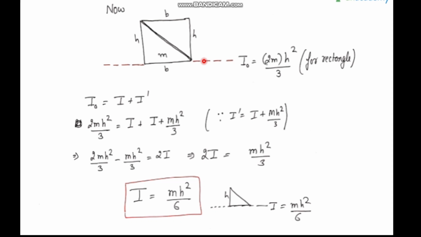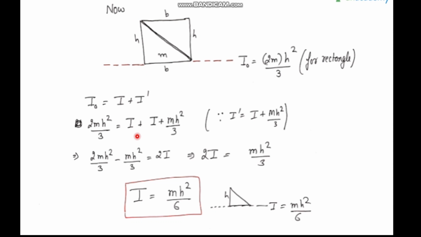So for this complete plate, the moment of inertia was assumed to be I naught, which is I plus I dash. Here I have corrected it, see, I naught is I plus I dash. Now for this entire rectangular sheet, the mass is 2m, and we know that for a rectangular sheet, the moment of inertia is mass, that is 2m, into h square by 3. Like for a rod also we calculated ml square by 3. So for this axis, for this rectangular plate, it is mass into h square by 3. So I naught is 2mh square by 3.